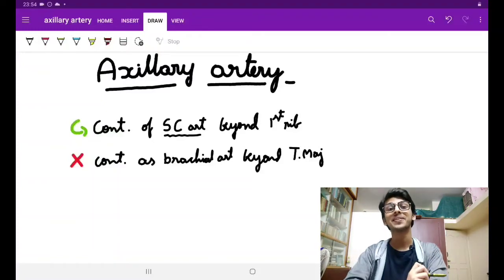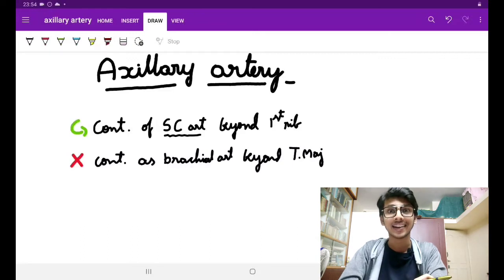This is Ulas. Today we'll be studying the axillary artery and its branches. Okay guys, let's get started.